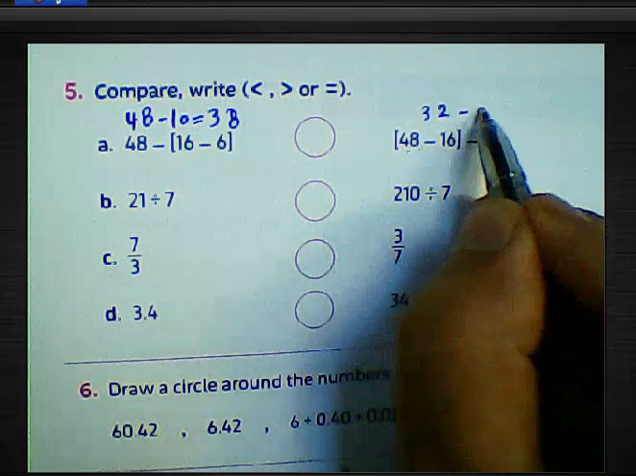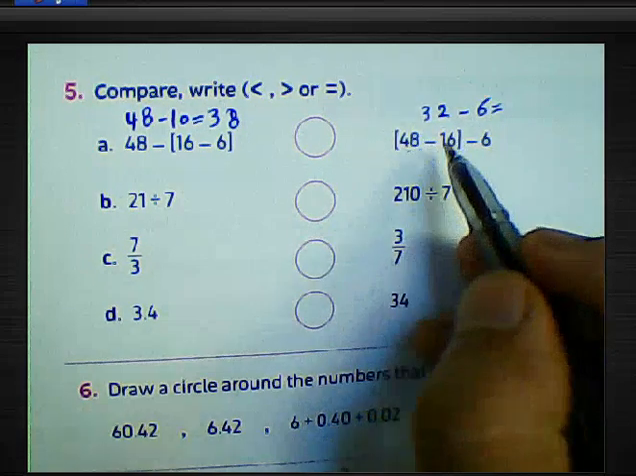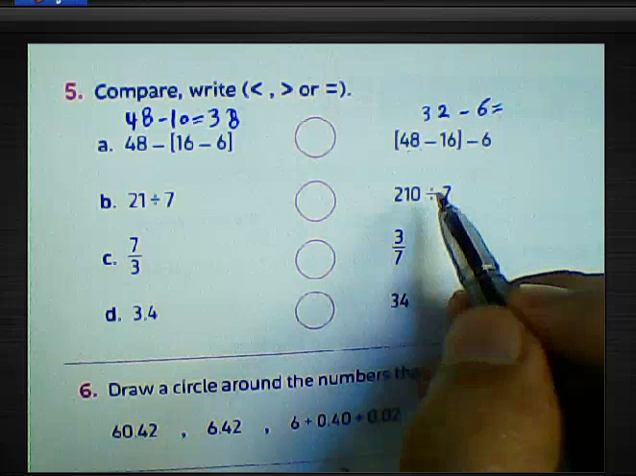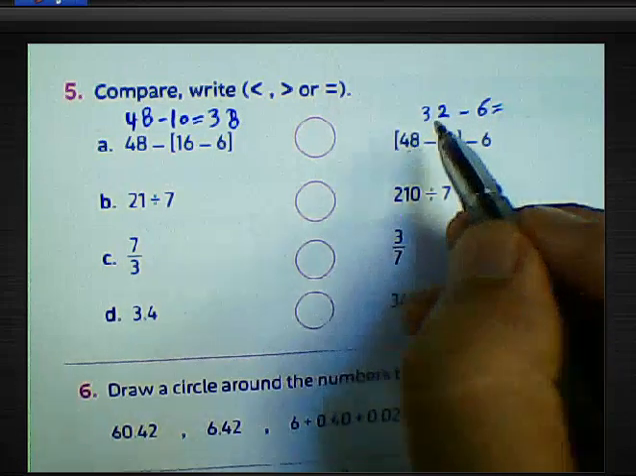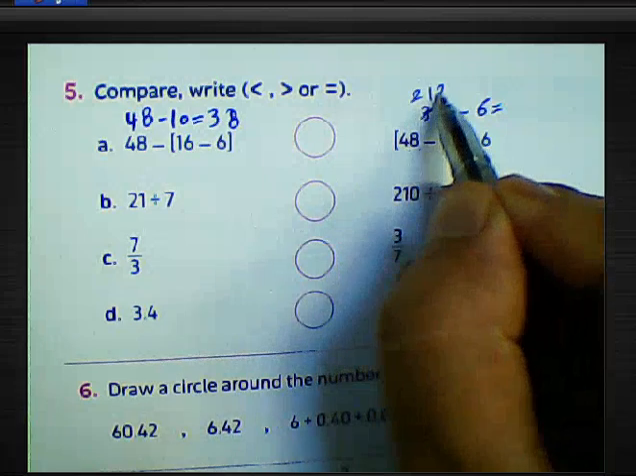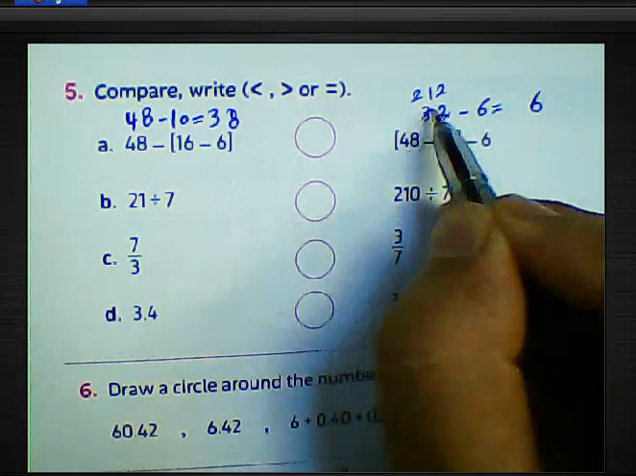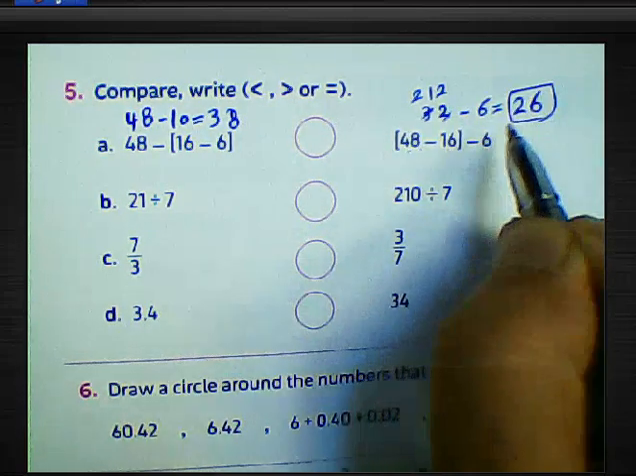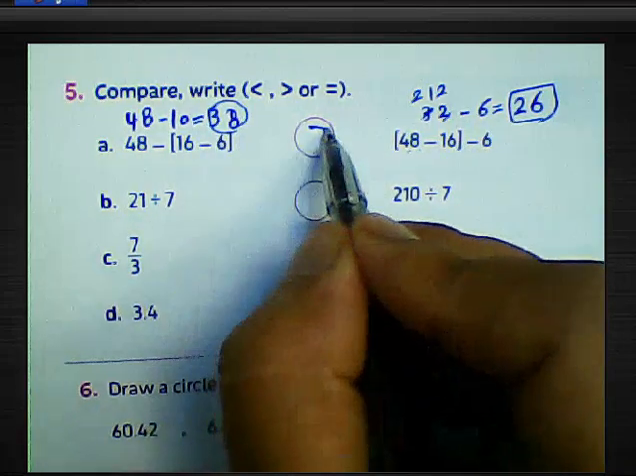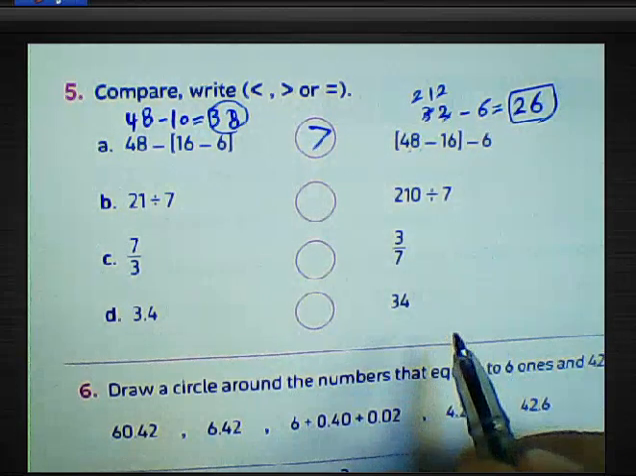32 subtract 6. 2 minus 6, we can't do it. We must borrow 1 from 3. 3 will be 2, 2 will be 12. 12 subtract 6 equals 6. And we can write 2 here. The result will be 26. And it was 38. 38 more than 26.